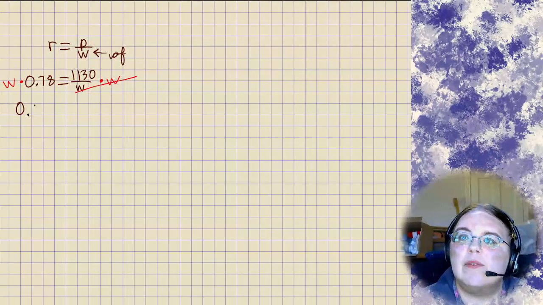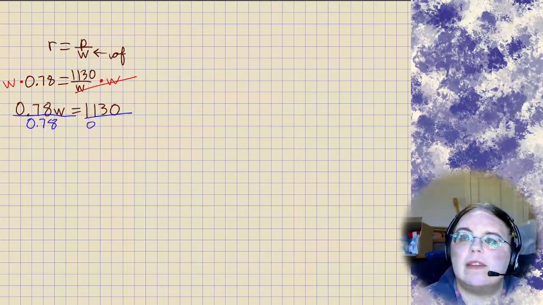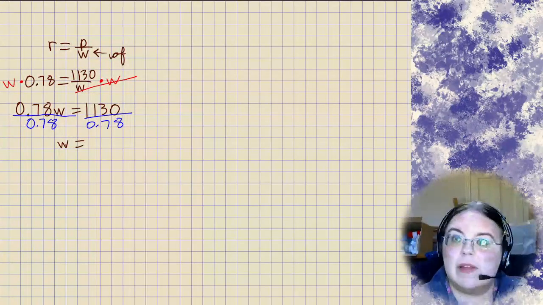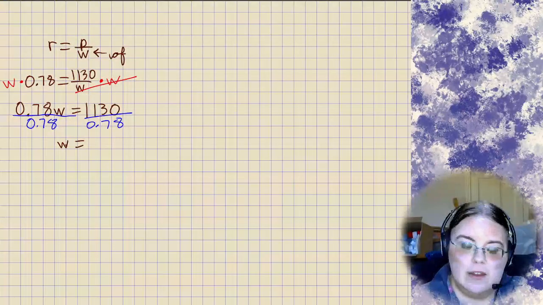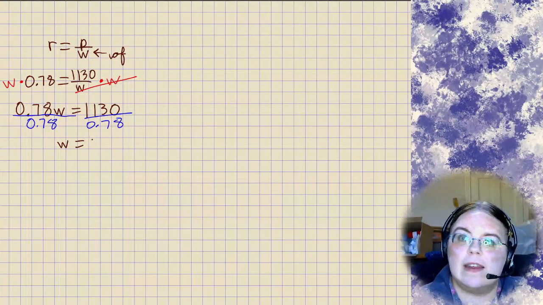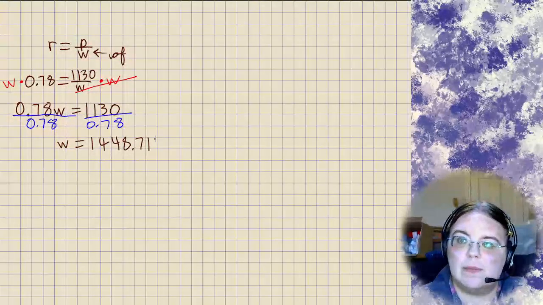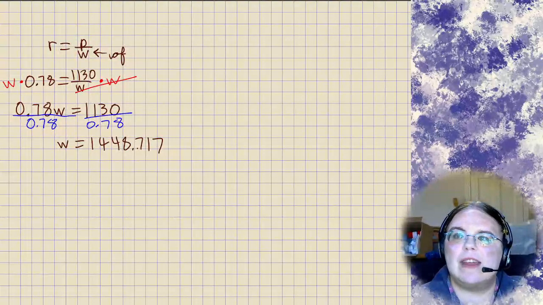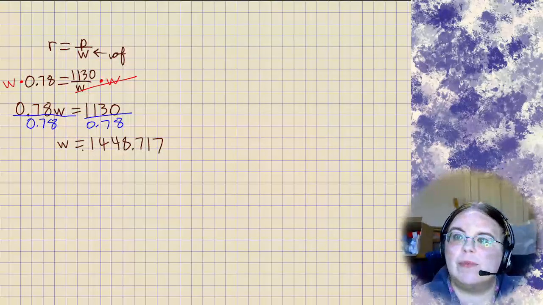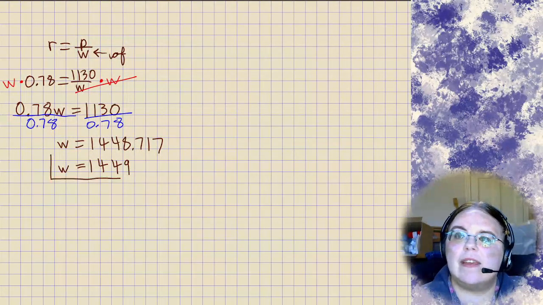I see that whatever 0.78 times W is, that works out to 1,130. Well, then we can just divide out the 0.78, and that will tell me that the whole is what we get from doing that division. So 1,130 divided by 0.78, and I find that that is, according to this, exactly 1448.717. Whoa, there's no such thing as getting back 0.7 of a survey, so I'm going to round that to 1,449. So I believe that this survey received 1,449 responses.